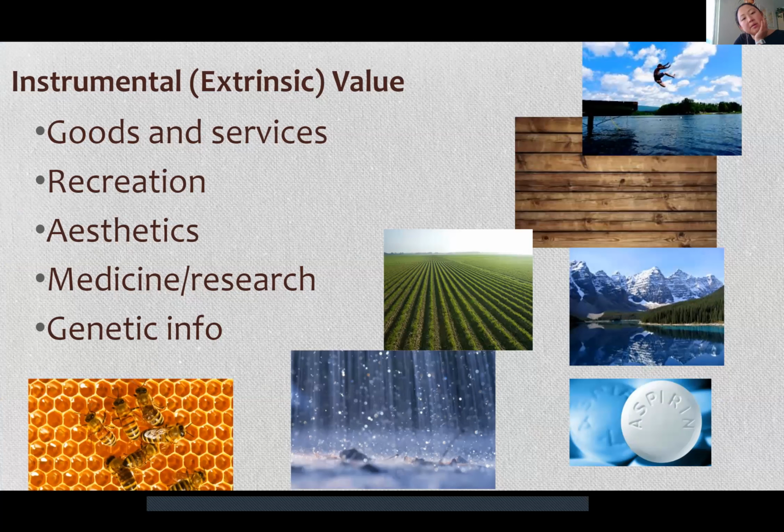Just a reminder about the instrumental value. So some intrinsic values of these things are goods and services, recreation, aesthetics, medicine research, genetic info. So these are essentially like ecosystem services, right? That all of these different places provide us.